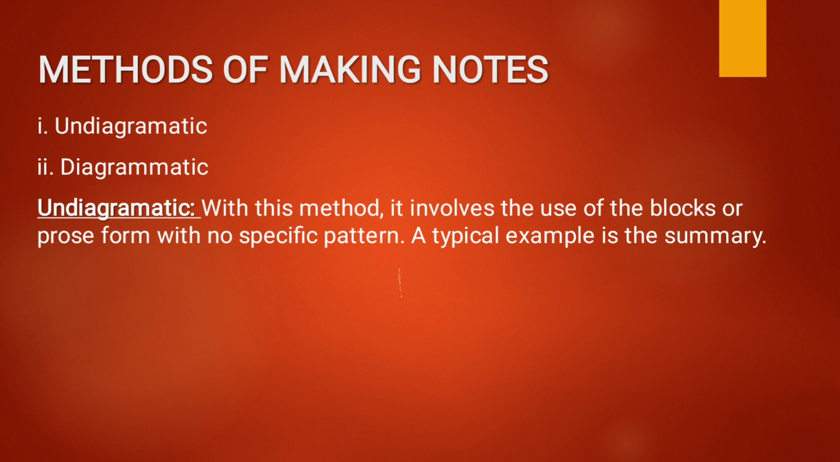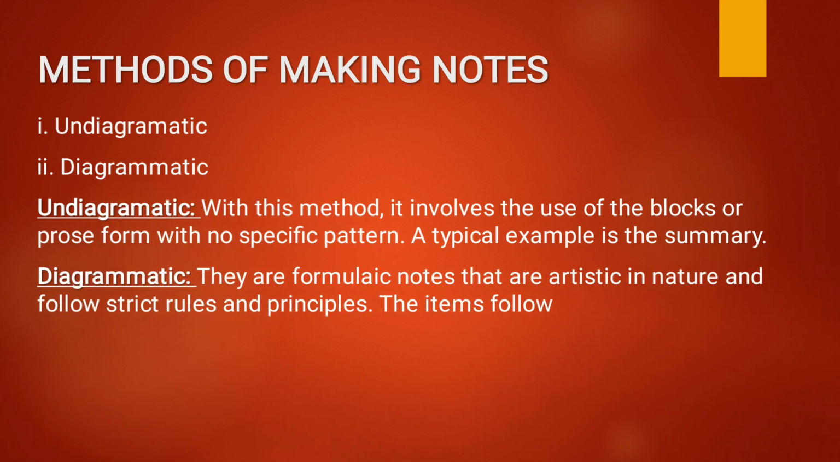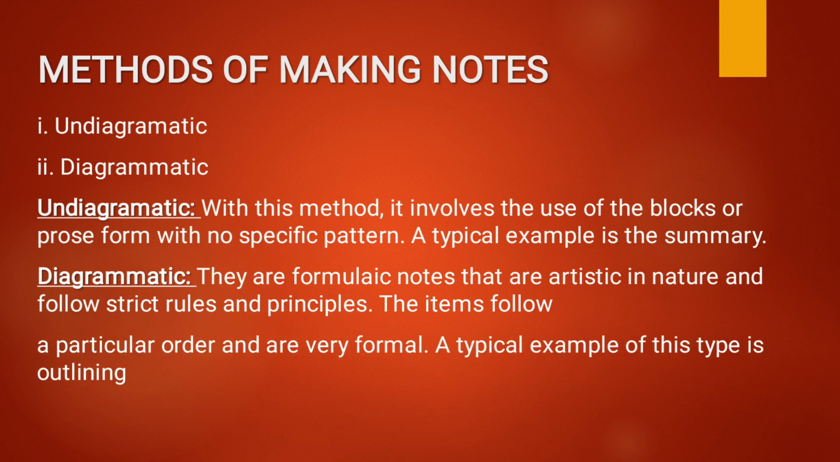And then the second one is diagrammatic. We are saying that they follow a specific formula. They are artistic in nature and also follow strict rules and principles. I hope it makes sense. The items follow a particular order and are very formal. So diagrammatic, they are very formal. A typical example is the outlining. So the items follow a particular order and are very formal. So a typical example is outlining.